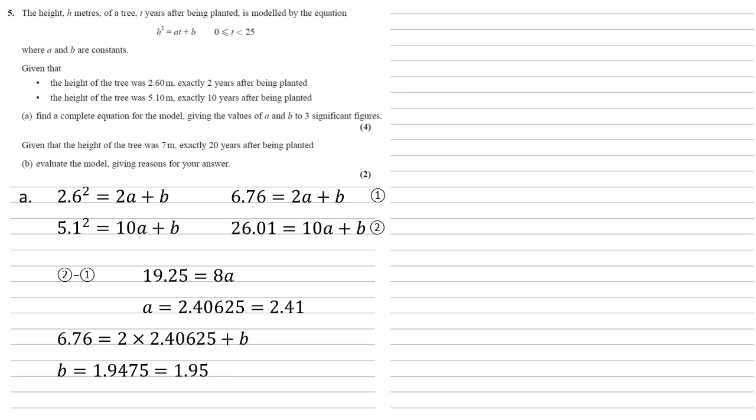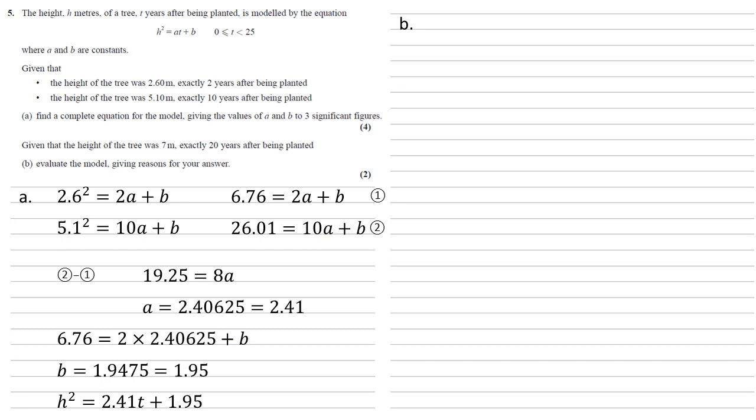rounds to 1.95. We're asked to find the complete equation, so we need to rewrite out that equation now with our a value and our b value. So h squared equals 2.41t plus 1.95.